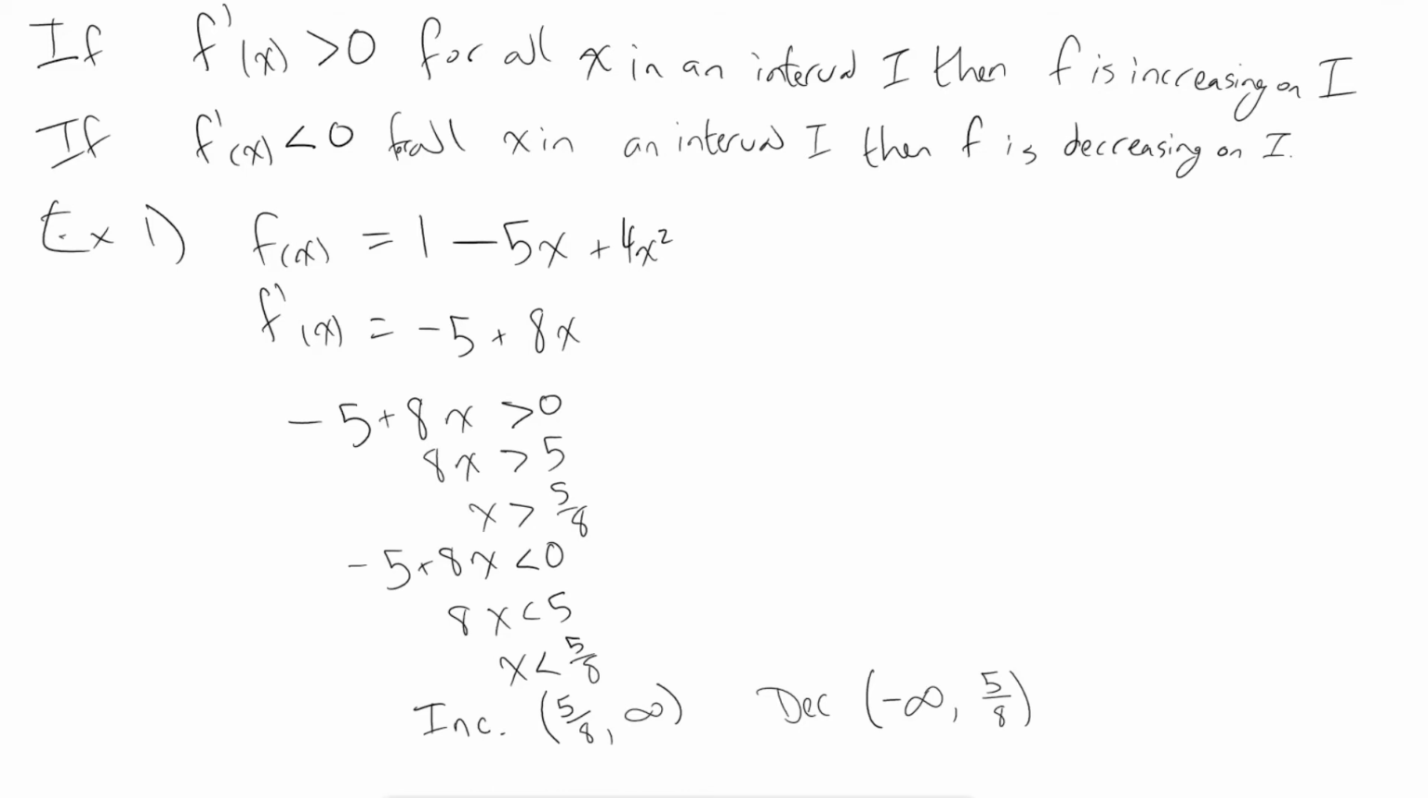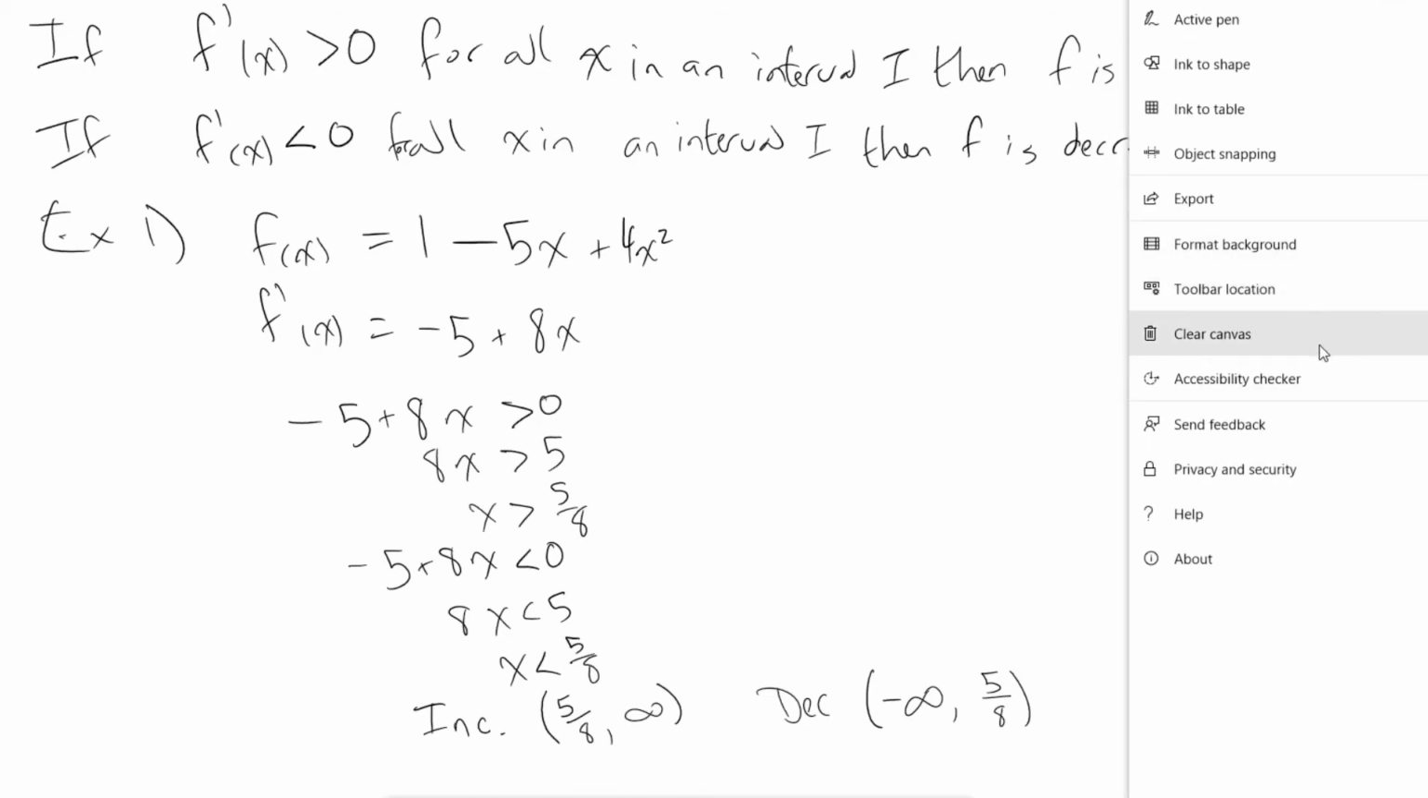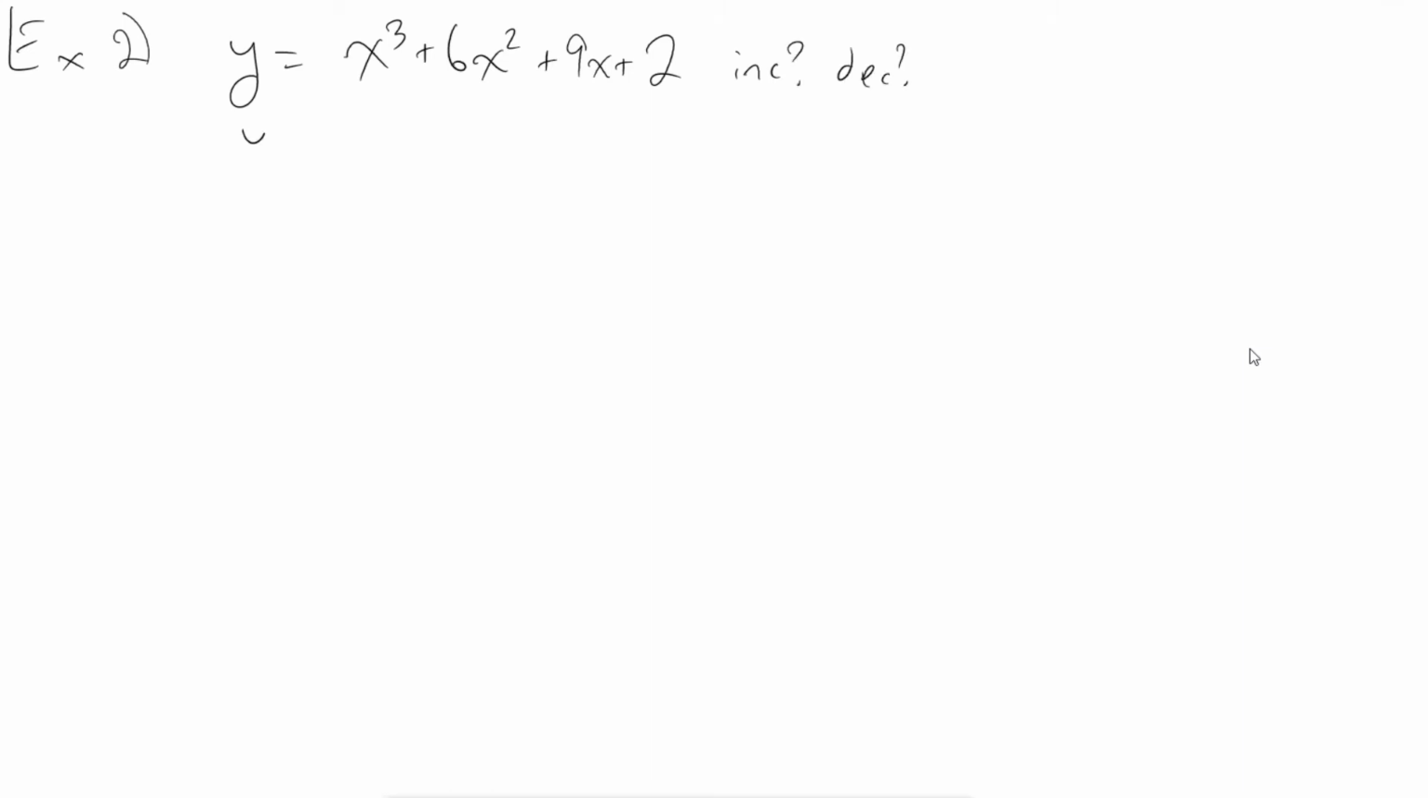So let's try and go through the other two examples a little quicker, just to not get bogged down in the details. So example number 2 has another function. Y is equal to x cubed plus 6x squared plus 9x plus 2. Once again, we want to know, when is it increasing, decreasing? The first step that we are going to do is find the derivative.